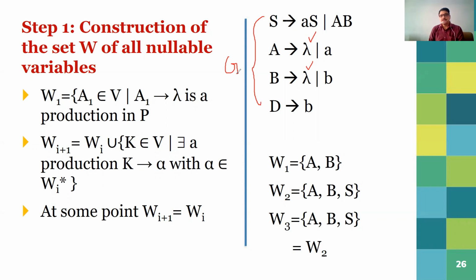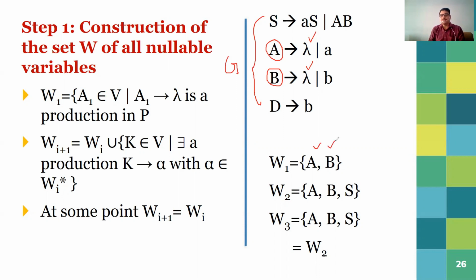Is it clear? So now start with W1. Find all the variables that are producing null. So here with this example, you can find variable A producing null and B producing null. So just write here A and B. Is it clear? So this is simply W1.